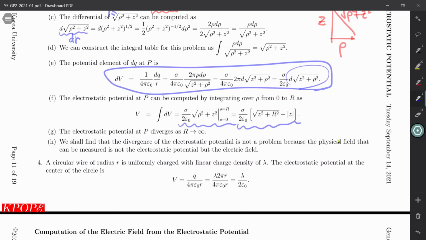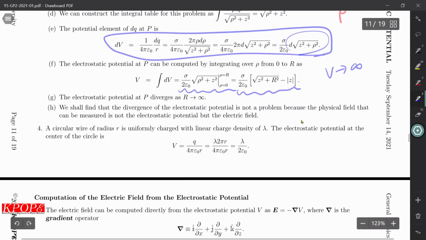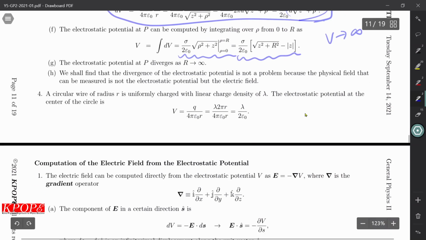If we take the limit, R goes to infinity, we find that the potential V reaches infinity. However, if we take the derivative with respect to Z, that infinity cancels and the physical value of the electric field remains constant for a given value of Z. Okay.